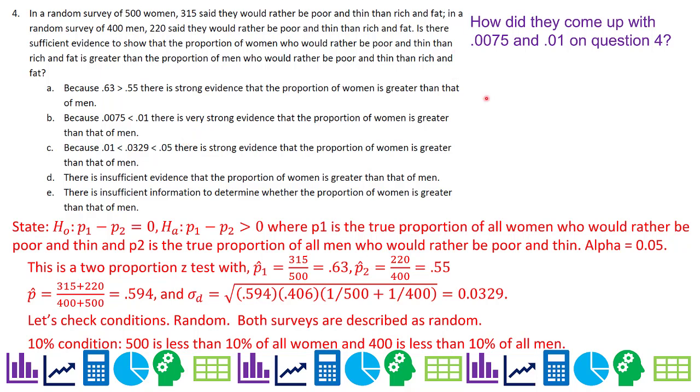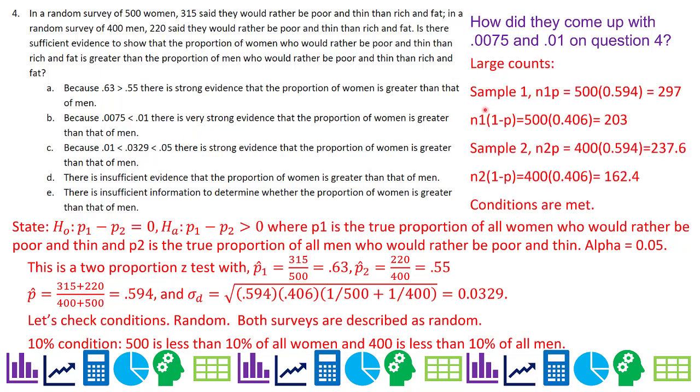Finally, large counts condition, which I'll do up here. So for sample 1, remember, use your combined proportion. Don't use the individual sample. And calculate your successes and your failures. And you can see that all of these are easily above 10, so our conditions are met.